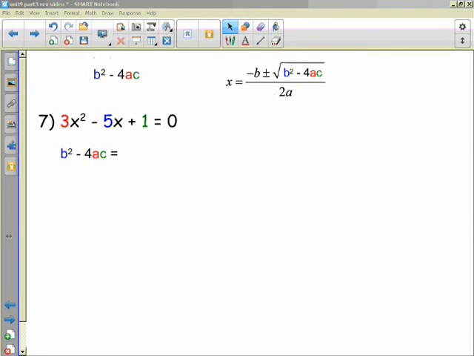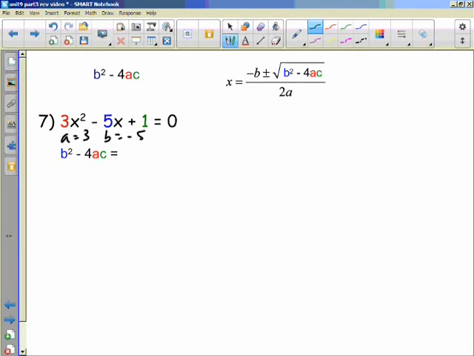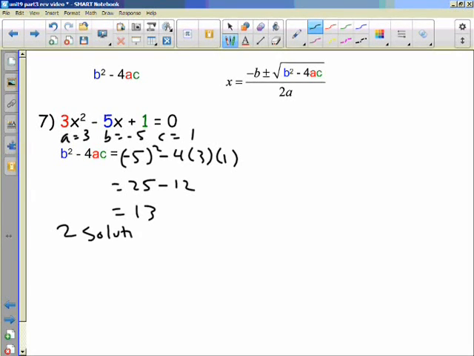Okay, so here's a quadratic equation. It is in standard form, so we can just start looking at the a, the b, and the c and see what we got for a discriminant, how many solutions. In this case, negative 5 squared minus 4 times 3 times 1. That'll give us 25 minus 12, and that's 13, a positive number. I expect 2 solutions. Those solutions we'll go ahead and figure out.